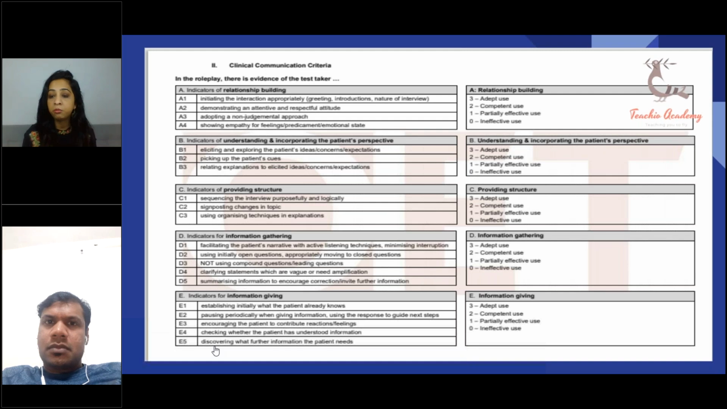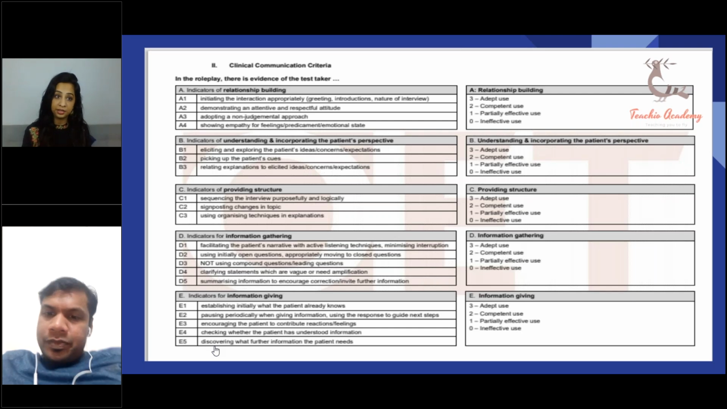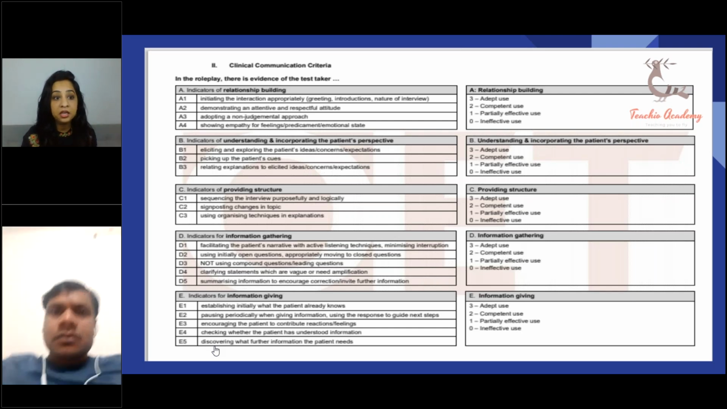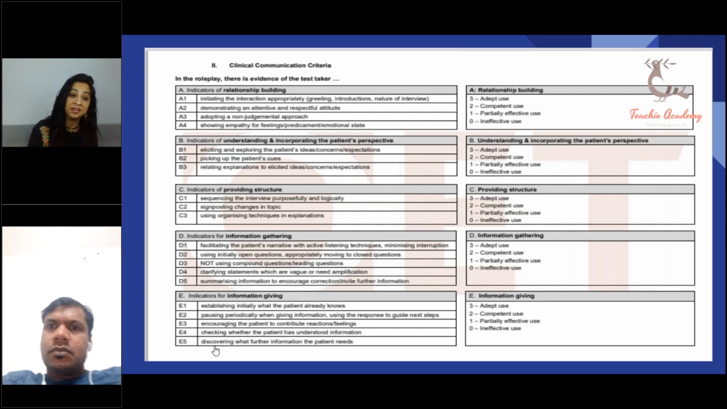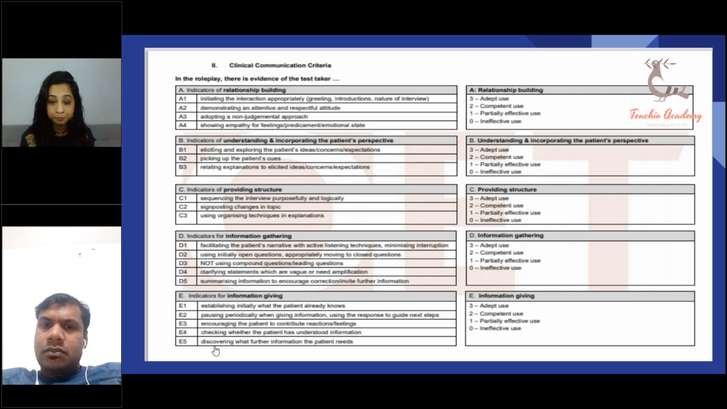And then you have your second broad category by which you're graded on the OET speaking. That's your clinical communication criteria. They're basically four things. Whether you're able to build a relationship with your patient; whether you're able to understand and incorporate the patient's perspective, which means incorporating what the patient wants into your clinical communication. Then they ask whether you're able to provide a structure to your discussion. Is your discussion purposeful and logical, and does it follow a particular flow?